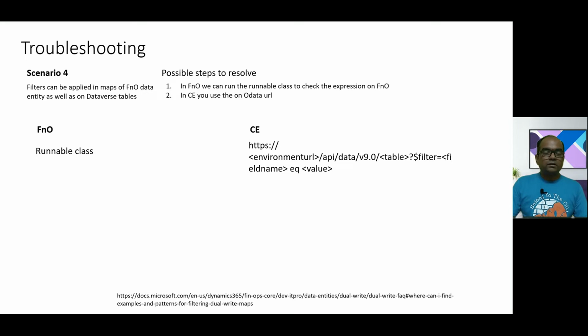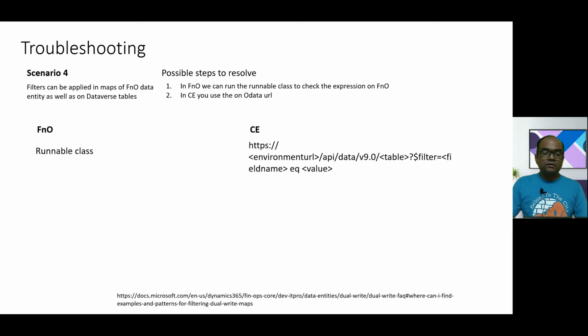The very first point is you need to navigate to FNO and try to run the runnable class. You will find this detail on the docs.microsoft.com site, which will allow you to build the runnable class. That runnable class will tell you the incorrect syntax that is being used in the particular table map filters. Okay. And it is important to make a note that filters should be applied on a field present on a dual write map.